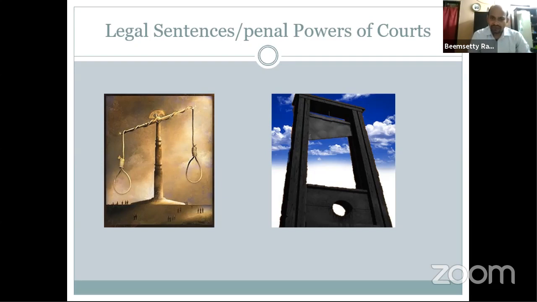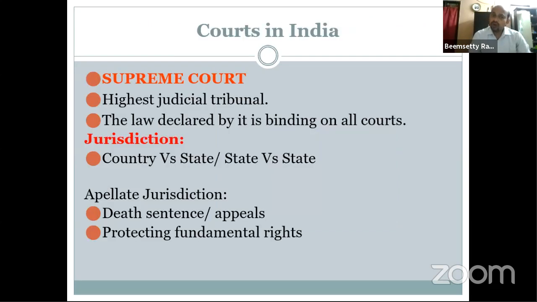Okay, let's have a quick look. The Supreme Court is the highest judicial tribunal, and the law declared by it is binding on all the courts. Lower courts and everyone should follow the orders of the Supreme Court. Its jurisdiction is between the country and a state, between one state and another state, or the state and the country.